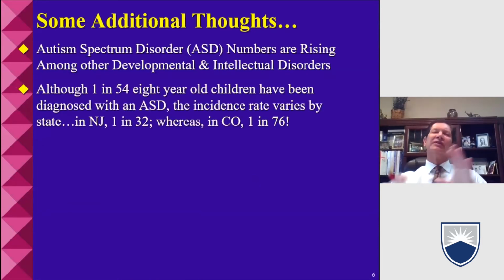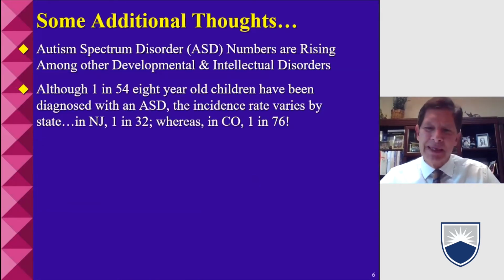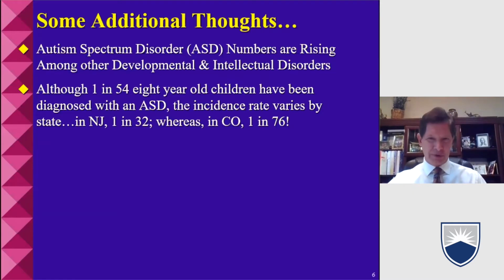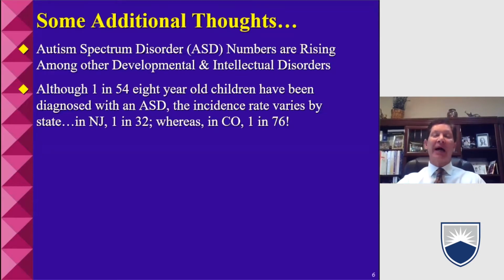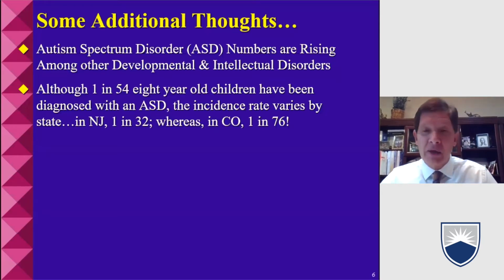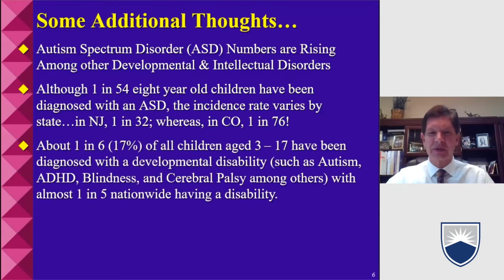I pulled some of these statistics just to share with you that this is not a national number. It's very localized. Autism spectrum disorder numbers are rising among other developmental and intellectual disorders. Although 1 in 54 8-year-old children have been diagnosed with an ASD, the incidence rate varies by state. In New Jersey, horrifically, 1 in 32, whereas in Colorado, 1 in 76.